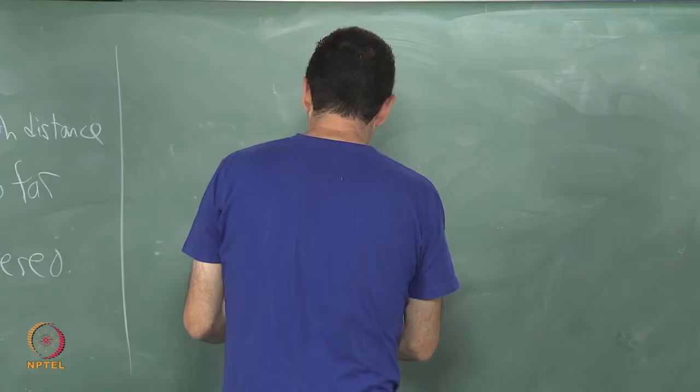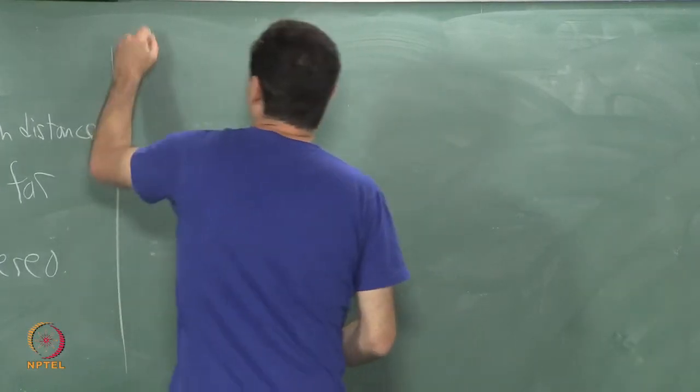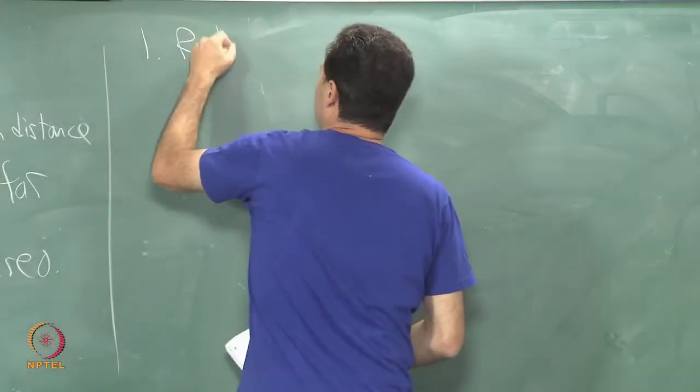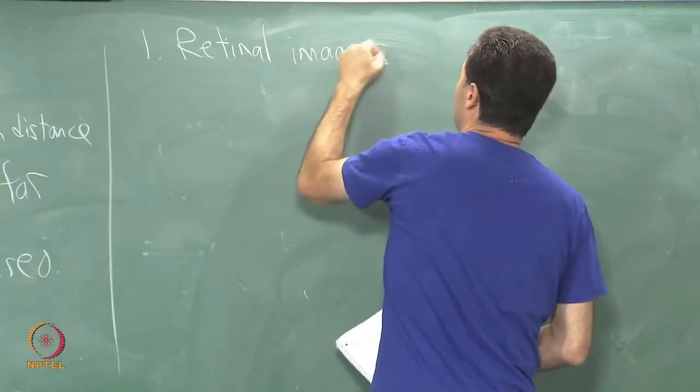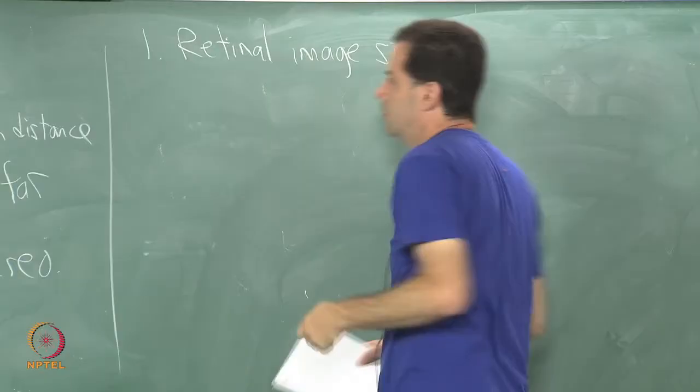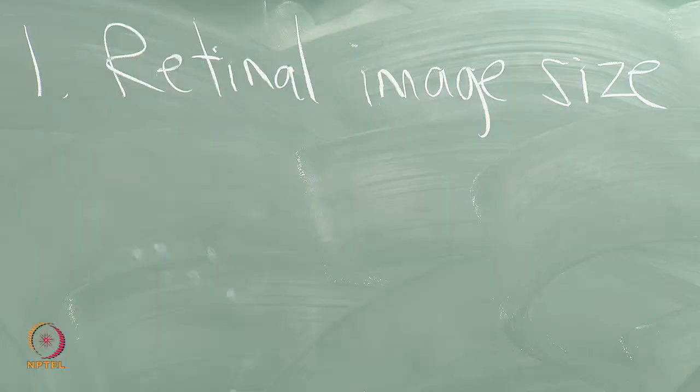All right, so I will go through some examples. One, retinal image size. How far away something is may have to do with how much of your retina the image takes up, combined with your knowledge about what it is you're looking at. So assuming you're looking at something familiar.